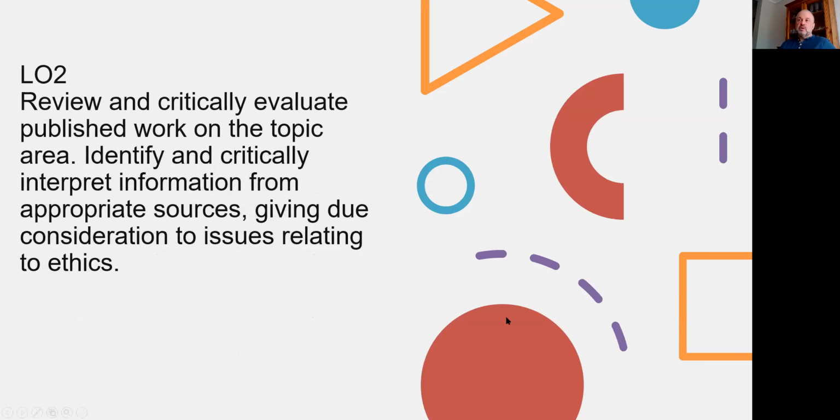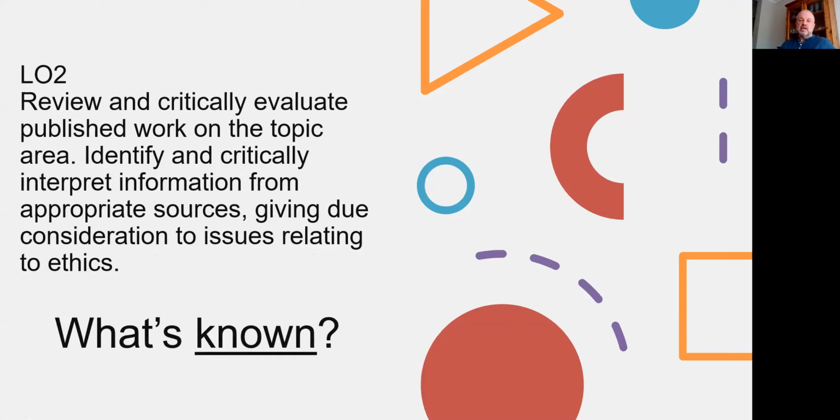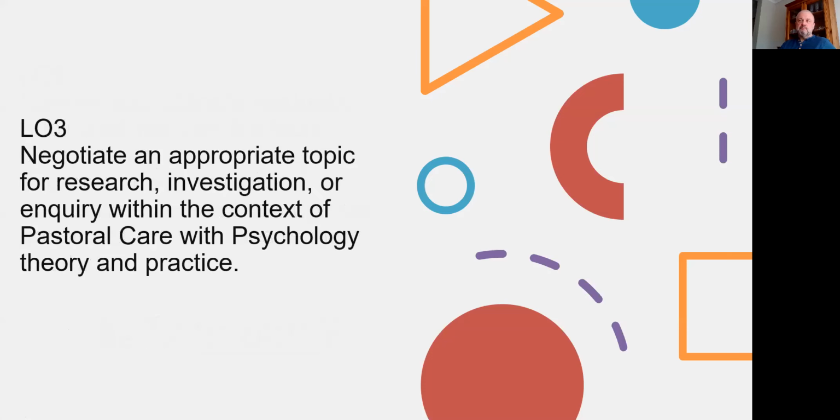And then there is learning outcome number 2: review and critically evaluate published work on the topic area. Identify and critically interpret information from appropriate sources, giving due consideration to issues relating to ethics. There's a number of points in this learning outcome, but one of the essential things that it says is, what do we know already? What is the existing knowledge on the topic that you have chosen so that you can now push at the boundaries of the knowledge and add something specific for yourself, for your ministry, and also useful to other people along the way.